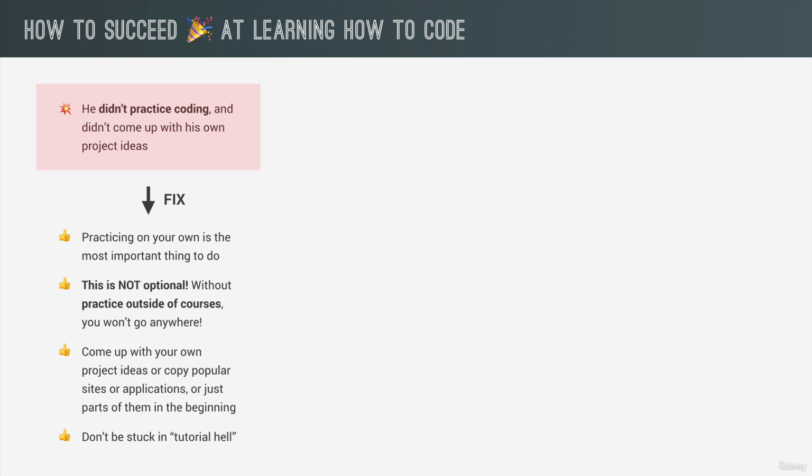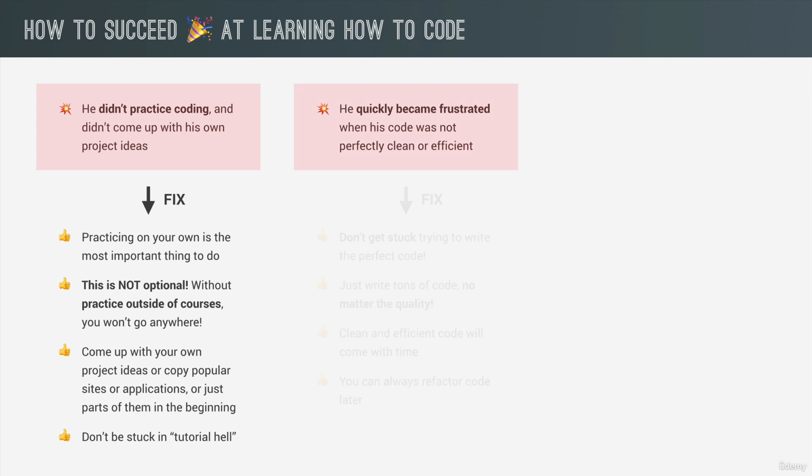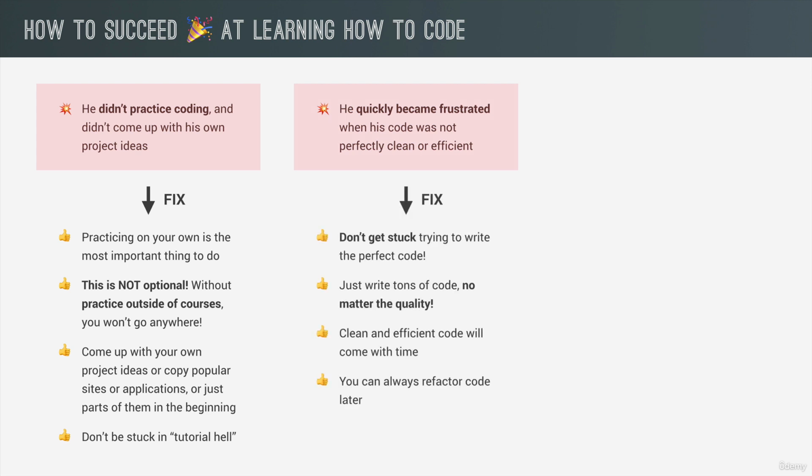Now, when you practice, you should never become frustrated with the quality of your code. Do not get stuck by trying to write a perfect code, which is really clean or really efficient. So none of that matters in the beginning. You're still learning, so just write as much code as you can, no matter the quality. Really, clean and efficient code will come with time. Alright? It's just natural progress. Also, you can always come back and refactor and improve code later if you want to.